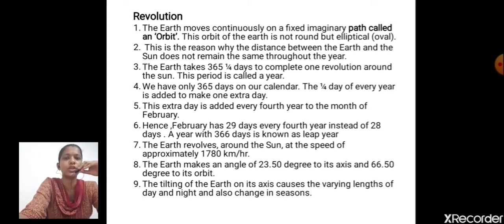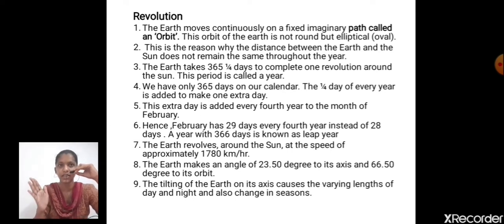Now we will move towards the other motion of the earth, that is revolution. The earth moves continuously on a fixed imaginary path called an orbit. In rotation we have seen that earth moves on an imaginary line called the axis, but in revolution the earth continuously moves on an imaginary path. It is called an orbit. Now the orbit of the earth is not round, it is elliptical in nature. That means it is an oval shape.